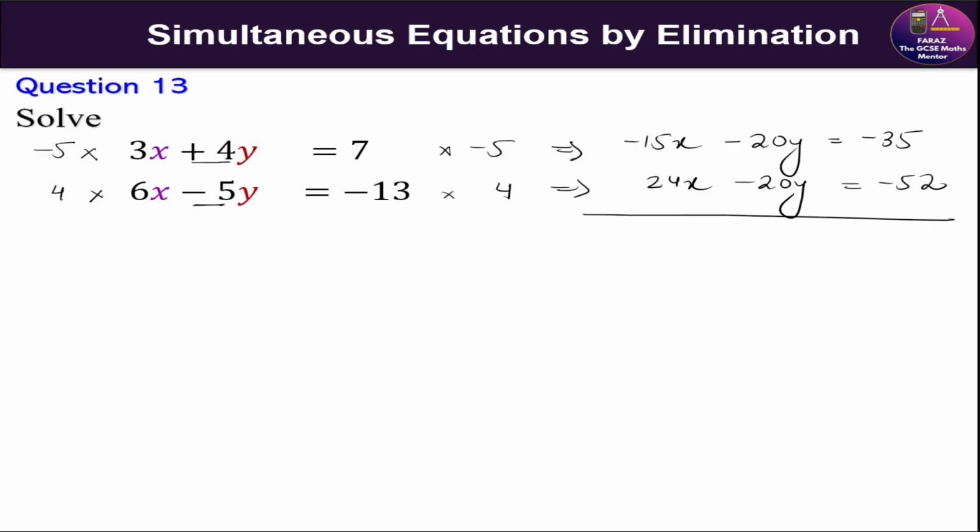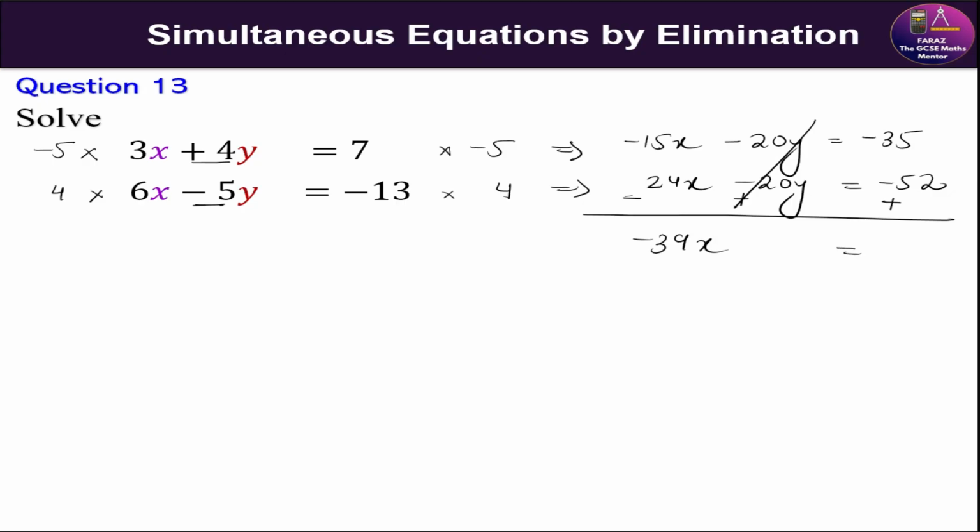Alright, now as we are going to eliminate the y coefficient, you have to change the sign. If it is plus, it will become negative. If it is negative, it will become plus. Minus 20y plus 20y cancel with each other. You have to solve like this. Minus 15, minus 24: two negative numbers always add with the negative sign. So negative 15, negative 24, that is negative 39.